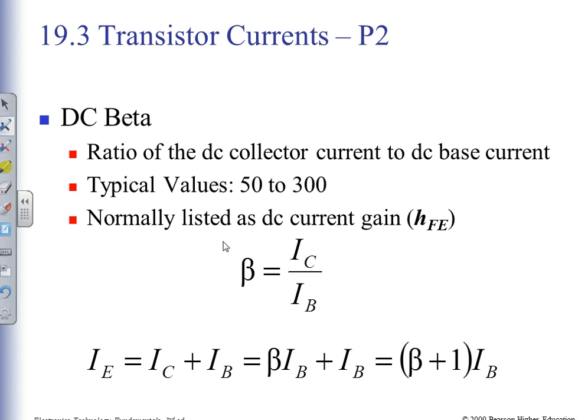The beta quantity on the data sheet is normally listed as HFE, and the reason for that is lost in antiquity someplace. Why did they do that? What's wrong with just keeping a beta? I have no idea, but somehow back in the 1950s, it got changed to an HFE. Typical value is 50 to 100, and it's the DC current gain.